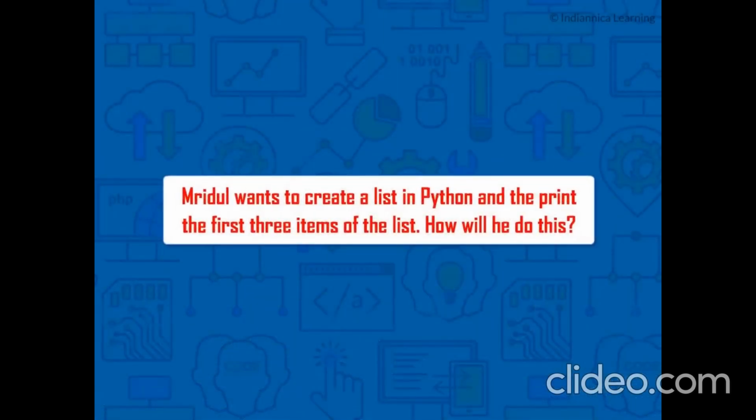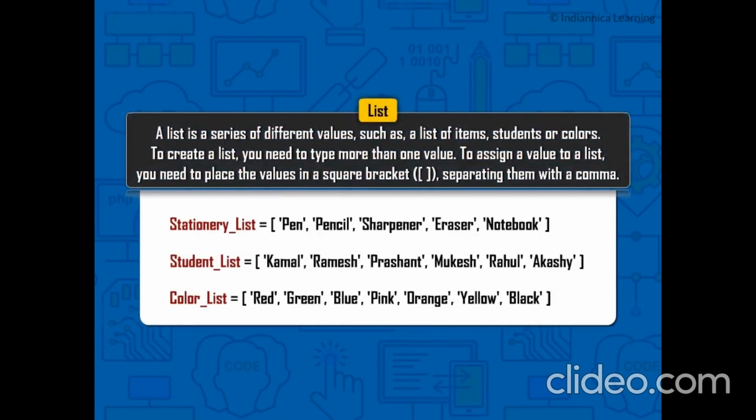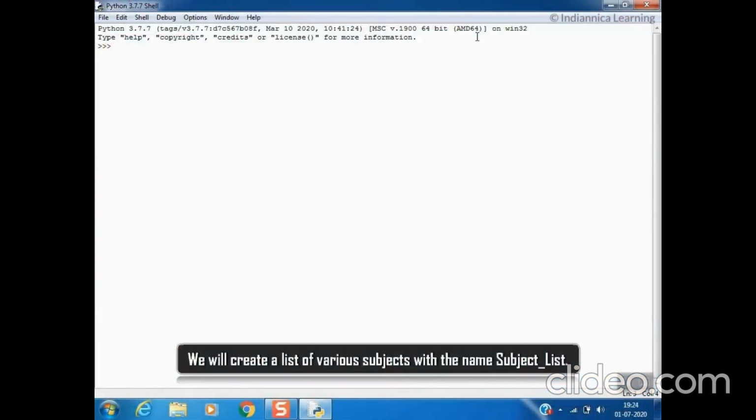Mridul wants to create a list in Python and print the first 3 items of the list. How will he do this? A list is a series of different values such as a list of items, students or colors. To create a list, you need to type more than one value. To assign a value to a list, you need to place the values in a square bracket, separating them with a comma. We will create a list of various subjects with the name subject list.